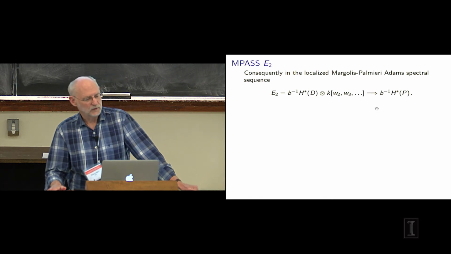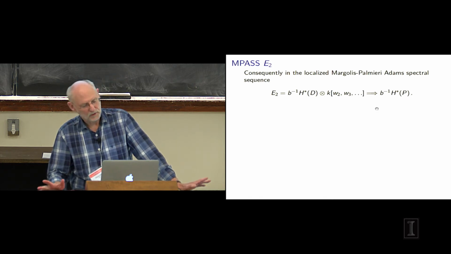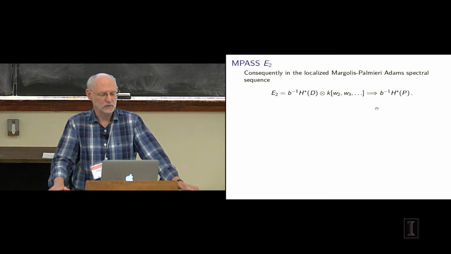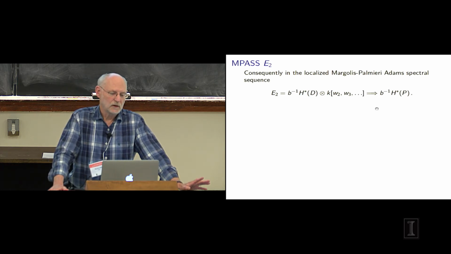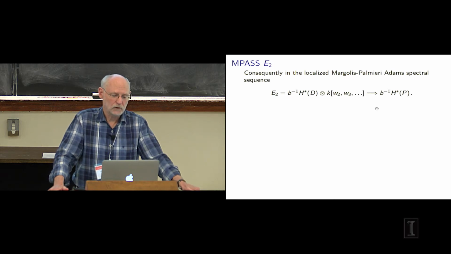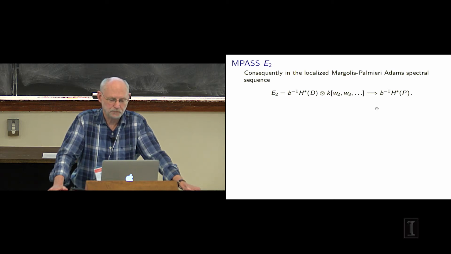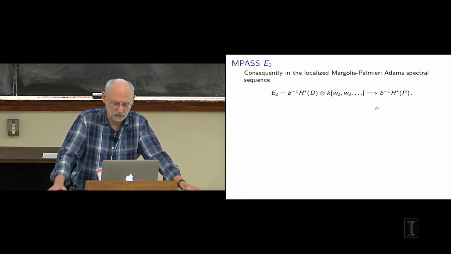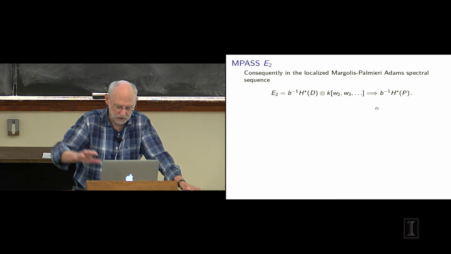So the result is that this localized Margulis-Palmeri atom spectral sequence is just a polynomial algebra, tensored, I mean, over the coefficient ring. And this is converging to the localization that we want. It's supposed to explain the rings of Saturn.